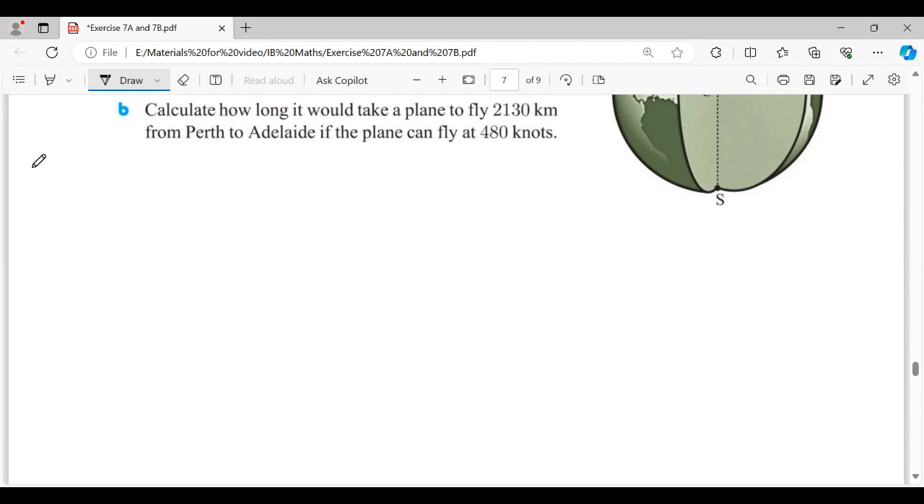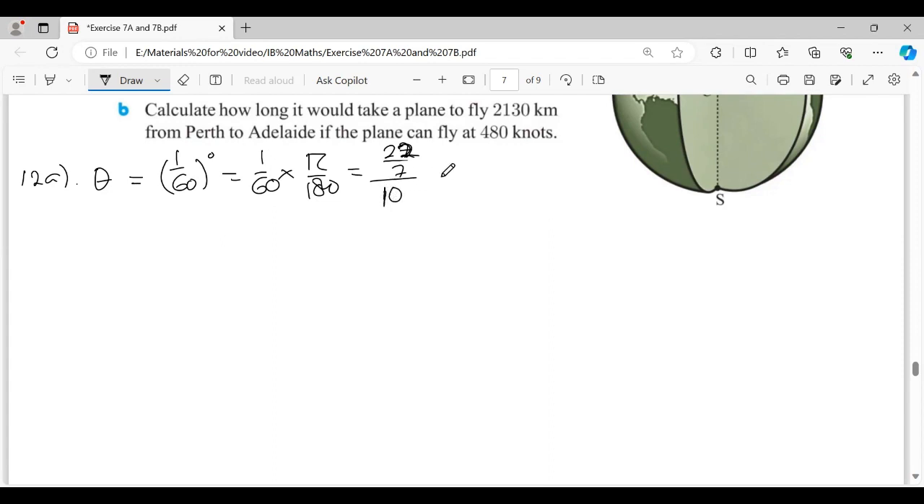Right. Let's start with A. Yeah, so 12A. The theta equals 1/60 degrees. We will convert to radians. Okay. Times pi/180. And it becomes pi over, calculate 60 times 180. Okay. 10,800, right?